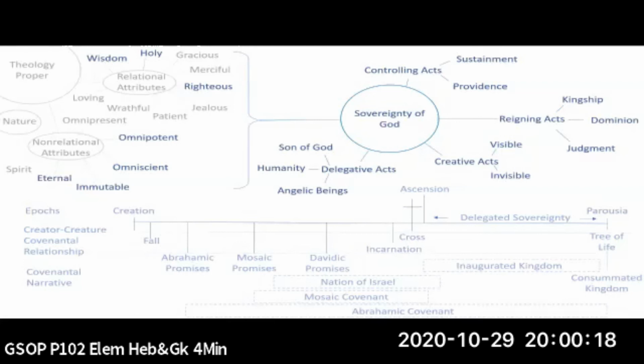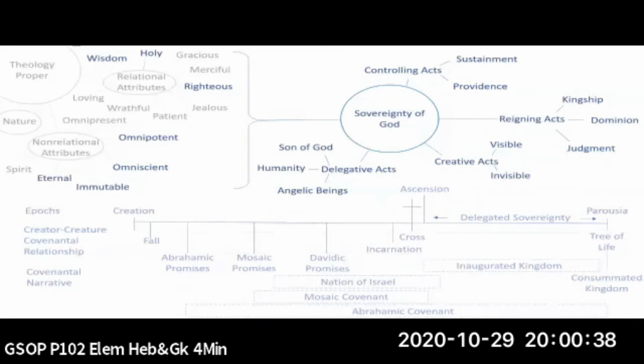If you examine his sovereignty across that, and through the incarnation of Christ, through his death, burial, and resurrection, his ascension to the Father, through the inaugurated kingdom in this period, the consummated kingdom to come, with the tree of life and the parousia to come. All these are ways to depict God's sovereignty.